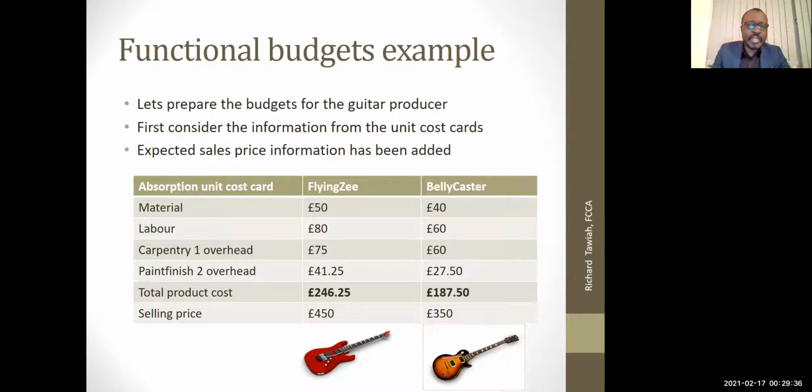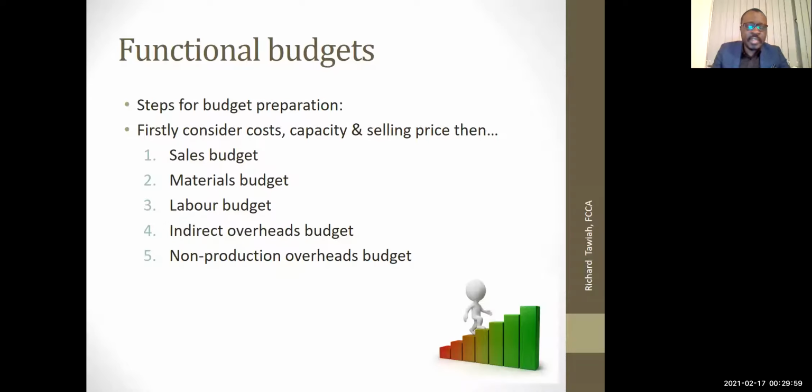We're preparing budgets for the guitar, like I said, and that's what we'll be using. We have the job cost cards here, or the unit cost cards here. Expected sales prices have also been added. The same scenario we're picking from the previous lectures. So we have the material, labor and then the overheads, and then the total product cost and the selling prices. We're looking at Flying Z and Bellycaster, these two, so FZ and then Bellycaster, BC.